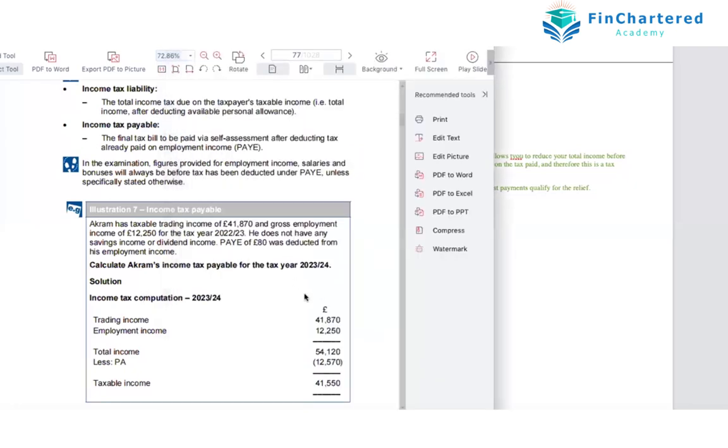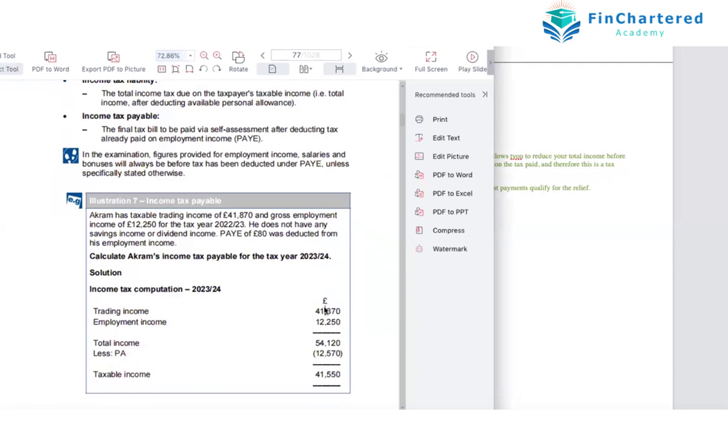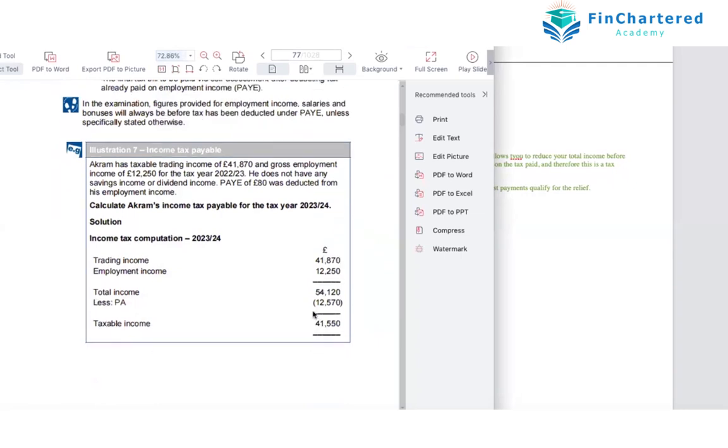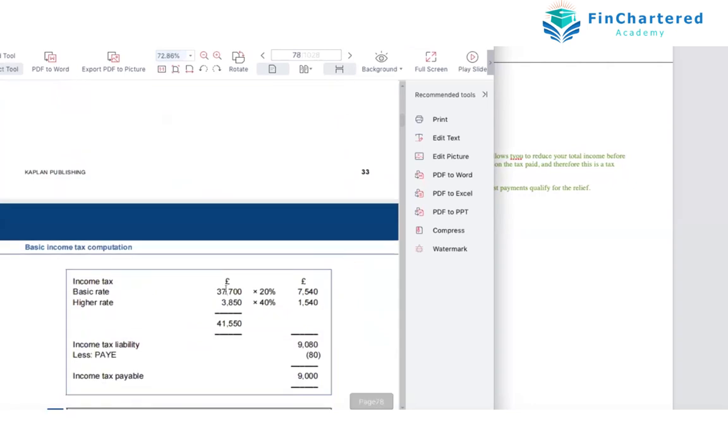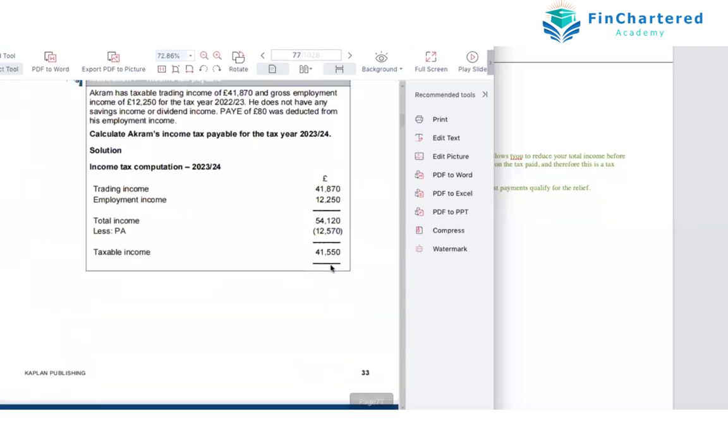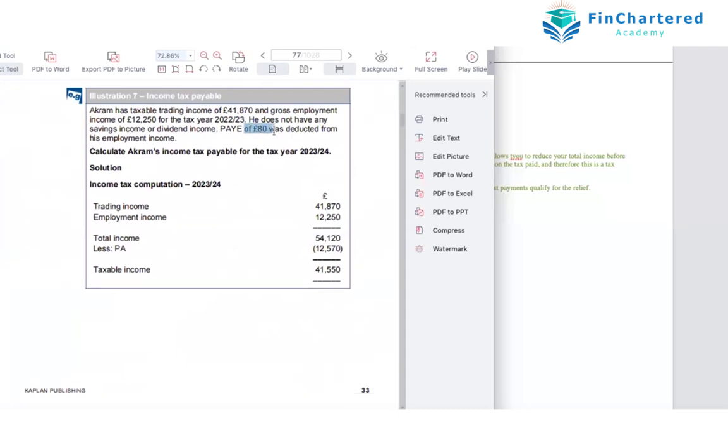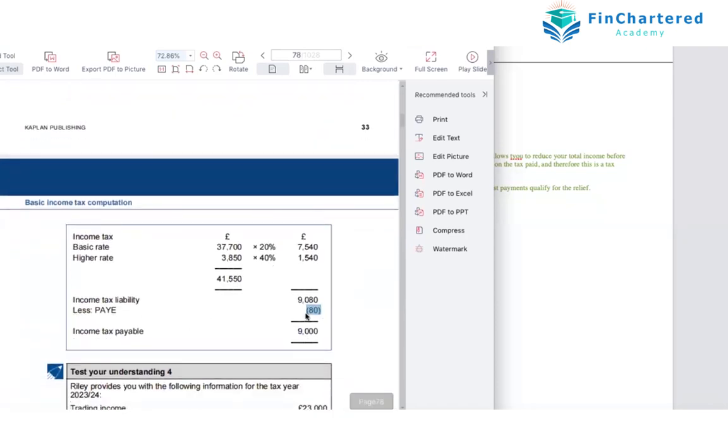He has a total income of 54,120. Because his income is less than 100,000, the entire personal allowance of 12,570 can be deducted. So the taxable income is 41,550, right? Up to 37,700, he'll be taxed at 20%, which is 7,540. And anything above that, he will be taxed at 40%, which is 1,540. So his tax liability is 9,080. But from that, we know that his pay as you earn was already deducted for 80. So 80 will be deducted from this liability, and the payable is only the remaining 9,000.